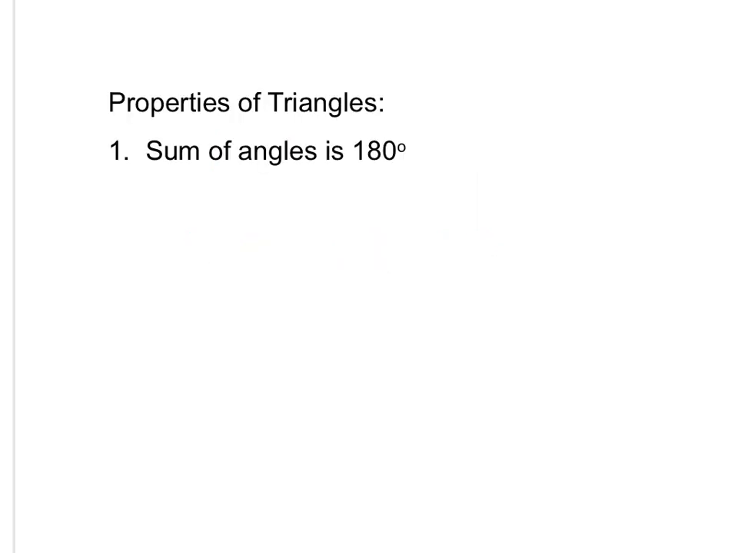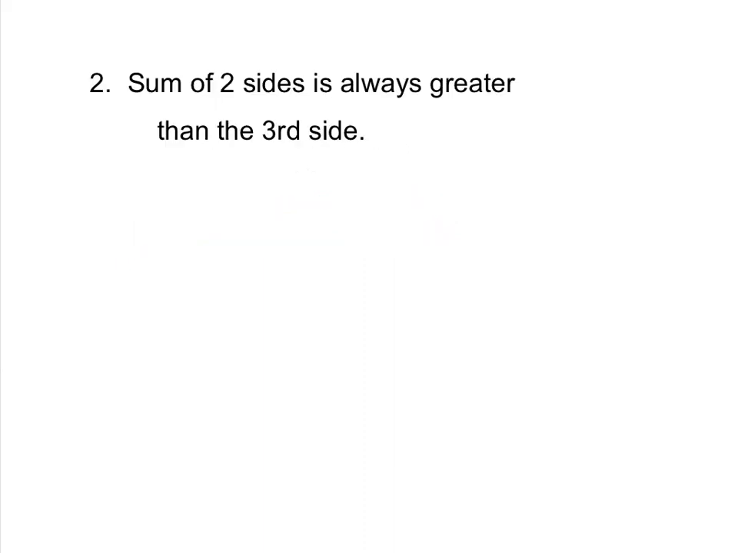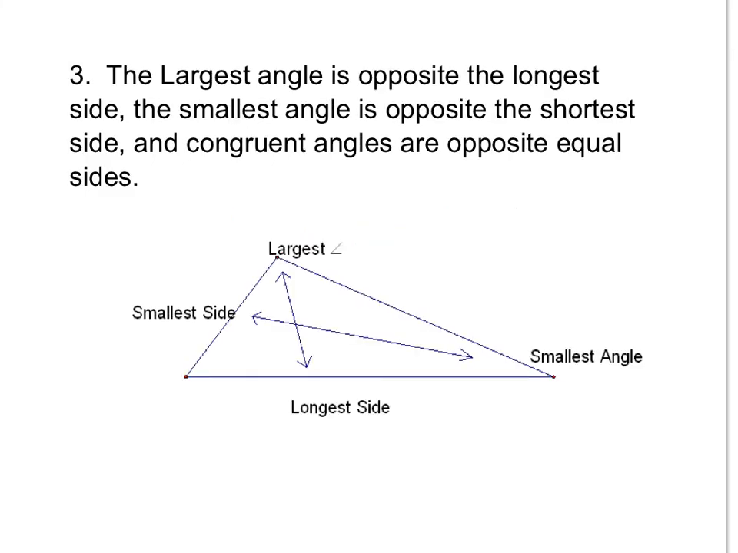Let's review quick the properties of our triangles. First, the sum of the angles is equal to 180. We know that. The sum of two sides is always greater than the third side. That was our new lesson today. A plus B is bigger than C. And thirdly, also from today, the largest angle is opposite the largest side, and the shortest side, of course, is opposite the shortest angle.